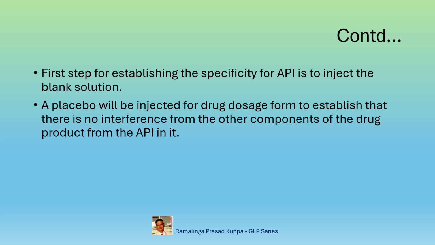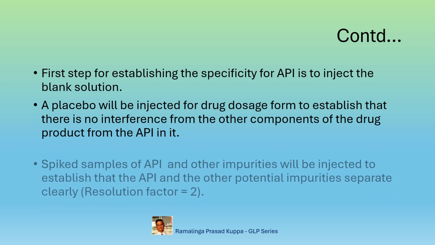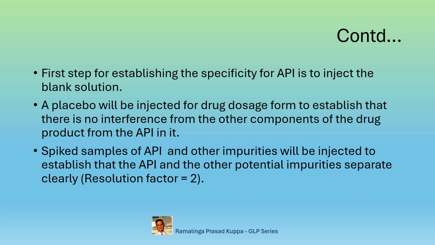A placebo is a combination of all components except the API. This will establish if any impurities are present in the placebo. Spiked samples of API and other impurities will be injected to establish that the API and the other potential impurities separate clearly with a resolution factor of 2. This step is required to establish the specificity of the peak with those of other impurities or degradants.